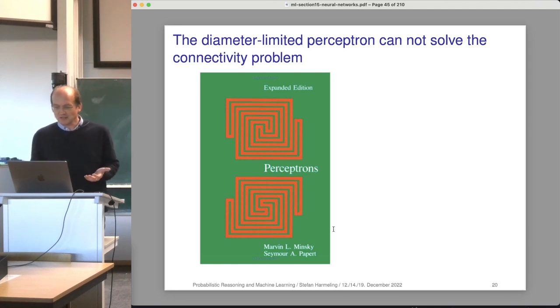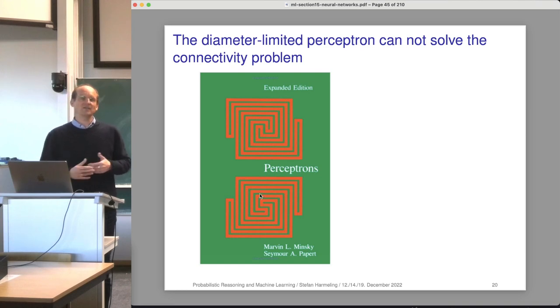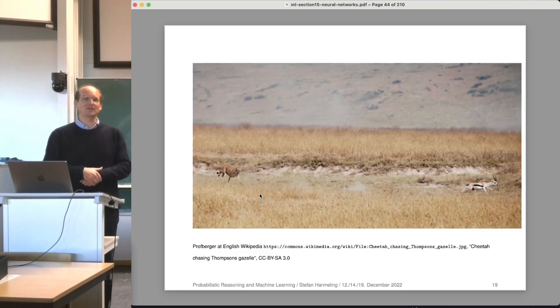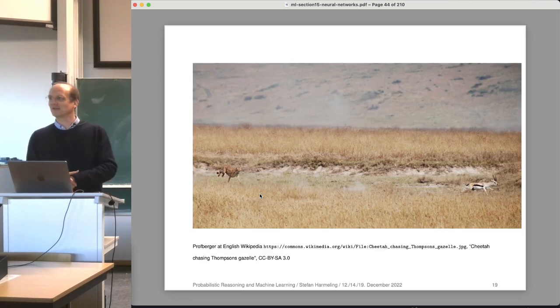So this is a connectivity problem, okay? The question is, which has two red lines and which has a single red line? And that's it. So now, please answer the question. The top one or the bottom one? Which was the single red line and which was the two red lines?